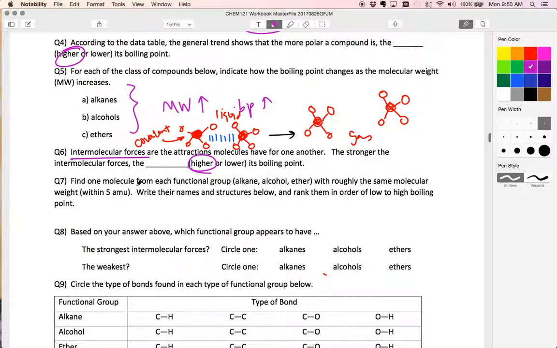All right, find one molecule from each functional group with roughly the same molecular weight, because molecular weight is a variable that affects the boiling point.